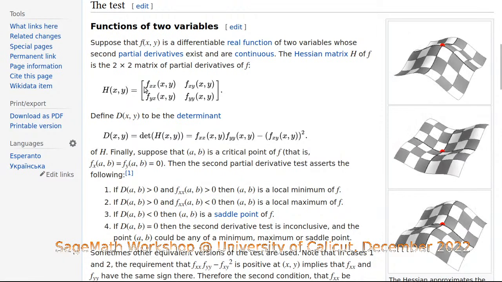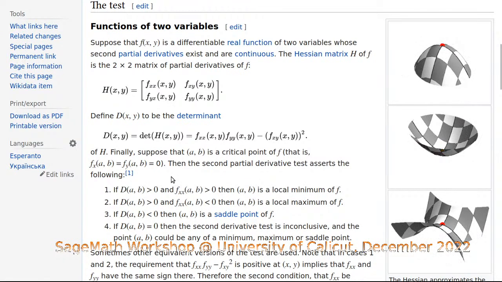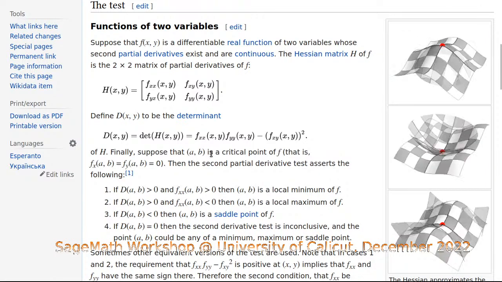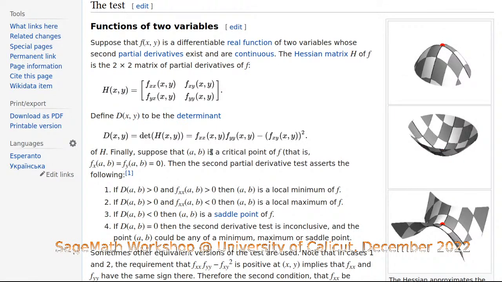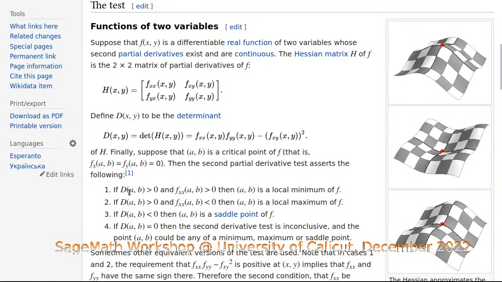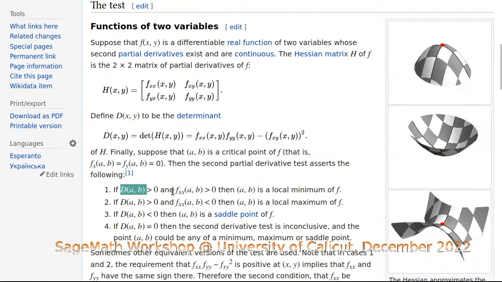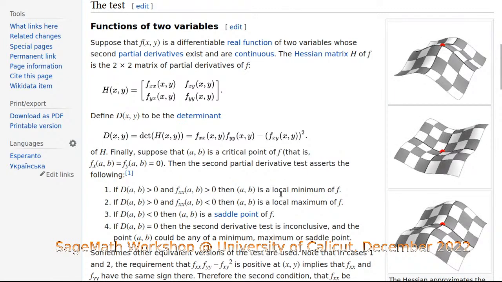So we don't have to define it as a matrix, but instead we can simply take the product of these. Now, if (a, b) is the critical point, which we called a stationary point, depending upon this D value and fxx value, we can say whether it's a local maximum or local minimum. This is what we are going to use.